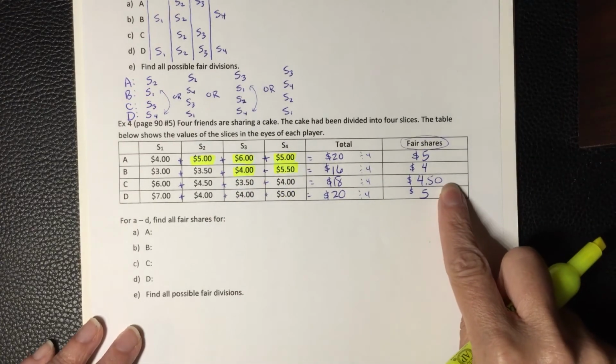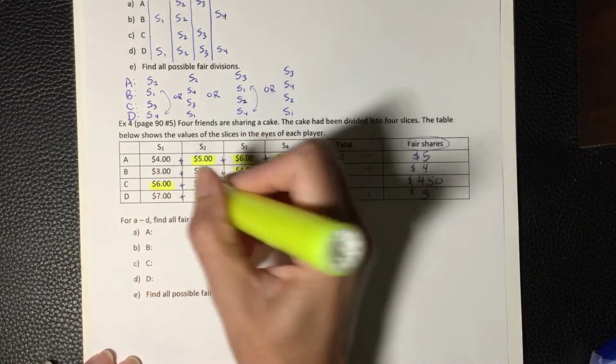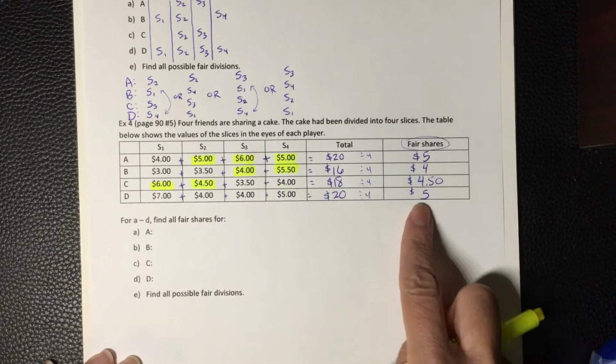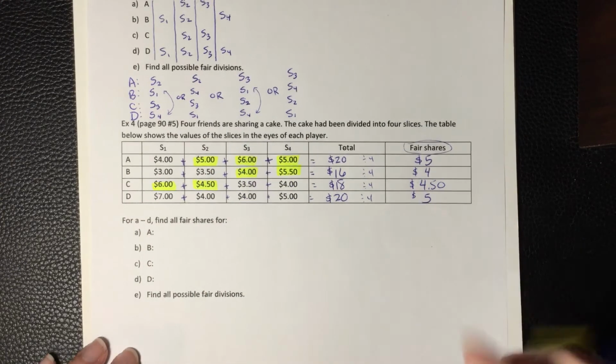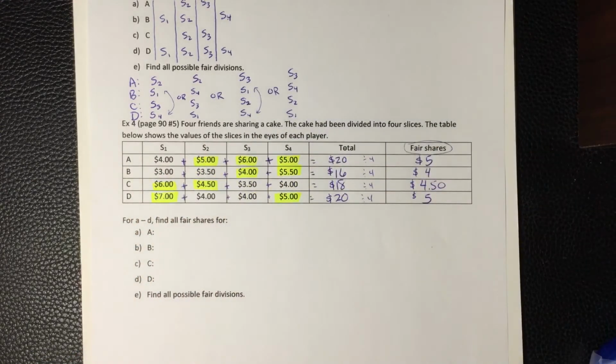For player C, I can highlight anything 4.50 or higher. So that will be slice 1 or slice 2, but not the others. And then for the last one, I want to highlight anything 5 or higher. So that will be 1 and 4.